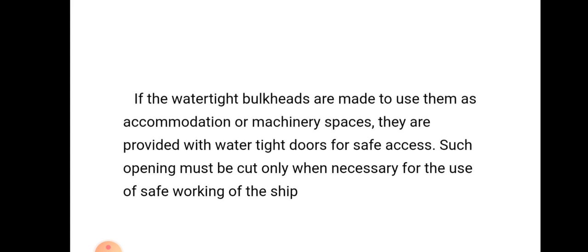So for watertight bulkheads, they will be having watertight doors for safe access. Such openings must be cut only when necessary for the safe working of the ship.